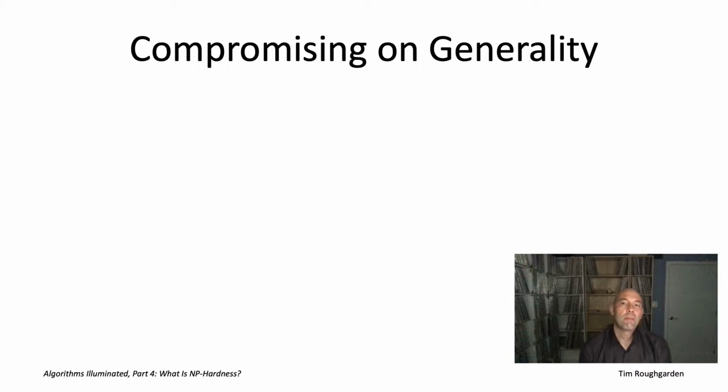So the first step of compromise is to compromise on generality. So to give up trying to solve the NP-hard problem on all inputs and instead restrict your attention to a subset of all possible inputs. In the best case scenario, for the subset that you restrict your attention to, it will actually become polynomial time solvable. You'll be able to come up with an always fast and always correct algorithm for that special subclass of inputs.